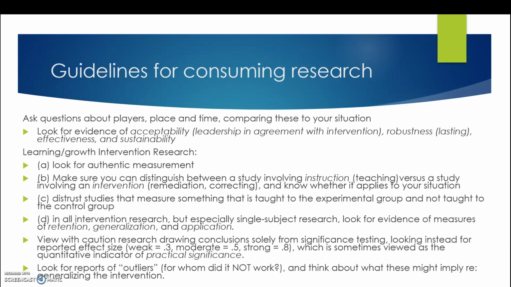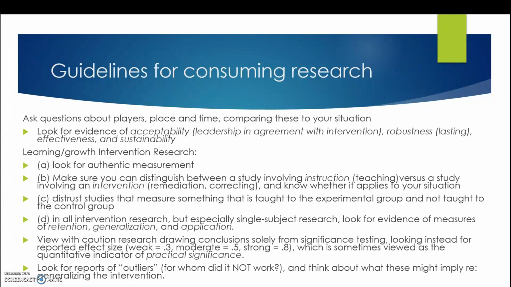Here we have a list of guidelines for consuming research. So as you're going through studies and research, be sure to be mindful of these guidelines. You may want to ask questions about the players, the place, and the time in the studies and compare these answers to your situation. So you're looking for three different things: acceptability, that is, that your leadership is in agreement with the intervention or suggestion; robustness, the idea that the intervention lasts; and then there are actually two more. One of those would be effectiveness, and the last one would be sustainability, which does go along with robustness. Can we make this work?